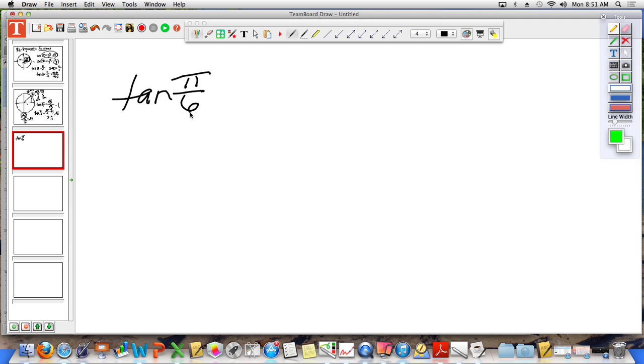Well, you guys, again, tangent always means the sine divided by the cosine. So the tangent of pi over 6 is the sine, which I believe is 1/2. Am I right? The sine of pi over 6 is 1/2, divided by the cosine of pi over 6. What is the cosine of pi over 6? Square root of 3 over 2.